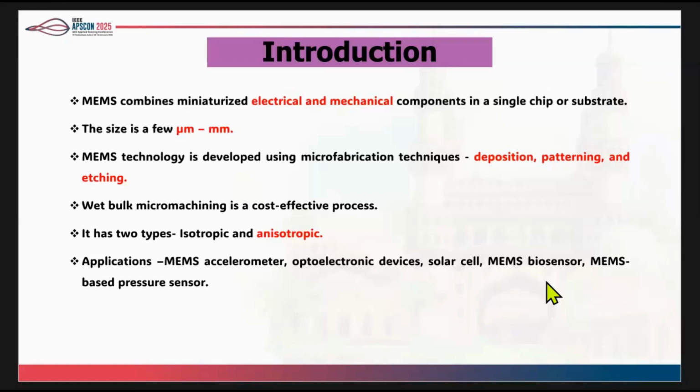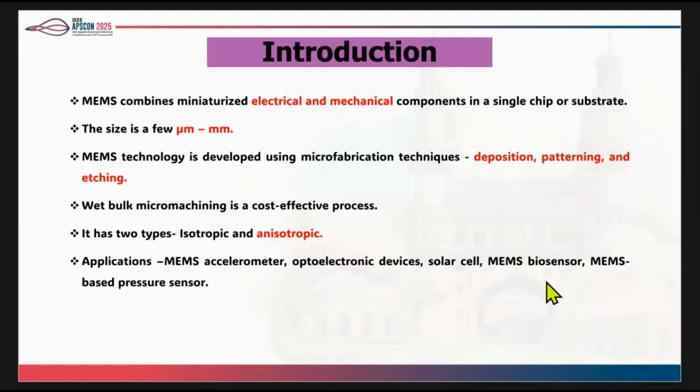We prefer wet bulk micromachining because it is a chemical-based process which is cost-effective and can be done as batch fabrication. At a time, many wafers can be fabricated, and it is also easy to handle. No costly vacuum-based process system is required. Wet bulk micromachining is again of two types, isotropic and anisotropic. Isotropic etch rate is the same in all directions, but anisotropic depends on the orientation of the wafer. It can control the etch rate also, so you can get slanted planes and vertical planes.